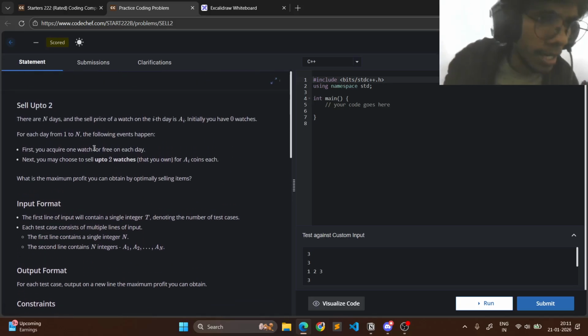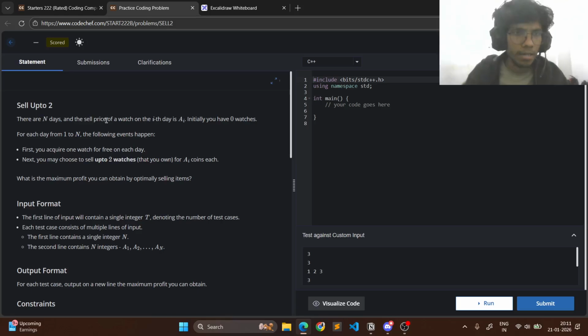So sell up to 2. There are n days and the sell price of a watch on the ith day is A[i]. Okay. Initially you have 0 watches. For each day from 1 to n, the following events happen. First, you acquire 1 watch for free on each day. Next, you may choose to sell up to 2 watches that you own for A[i] coins each.